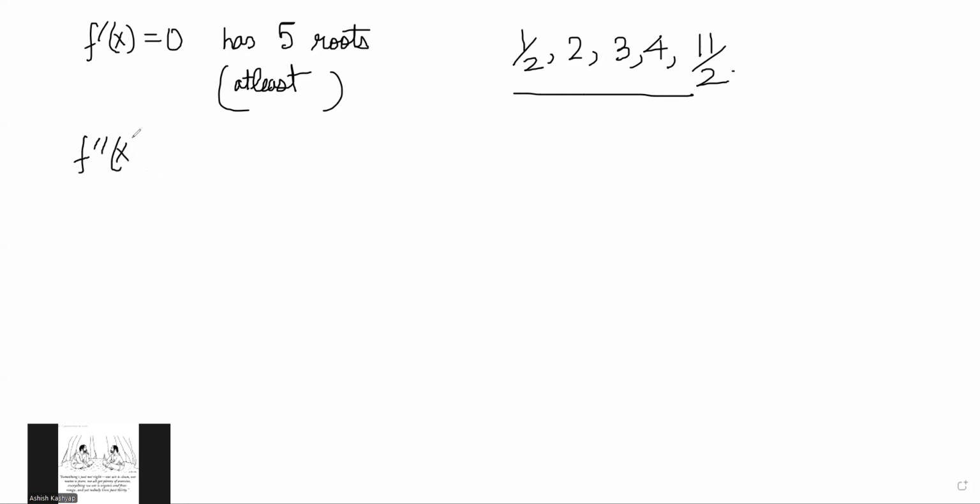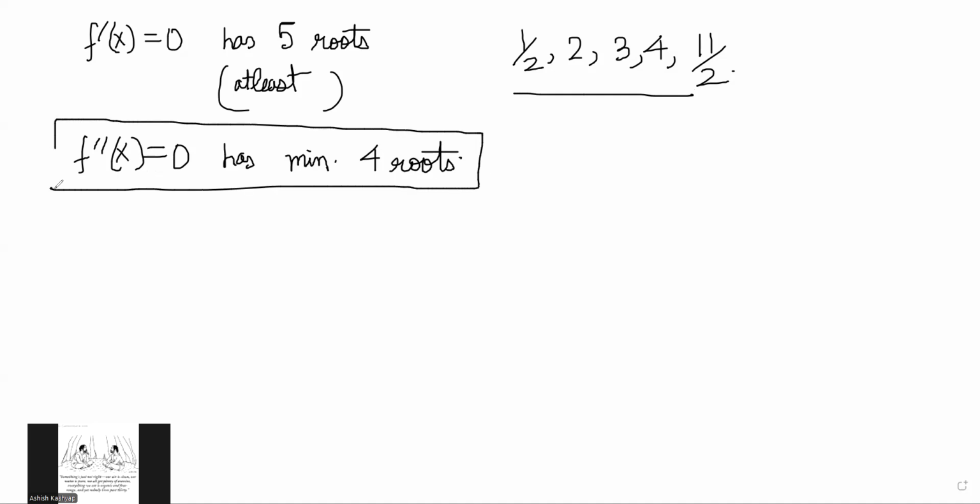So f''(x) = 0 has a minimum of 4 roots. This is coming by Rolle's theorem. Between any two roots of f'(x), there is a root of f''(x), right? So if f'(x) has 5 roots, there are a minimum of 4 roots of f''(x).